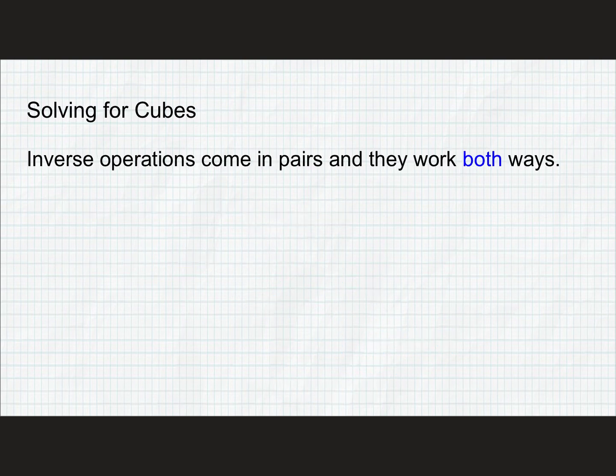Now keep in mind, inverse operations do come in pairs because they work both ways. That means that because the inverse of cube root is cube, the inverse of cubing a number will be taking its cube root. Now let's use that information in an example and find y if y cubed equals 729.